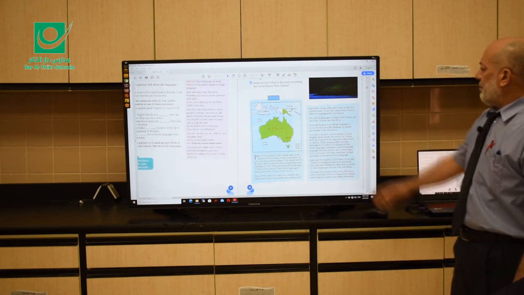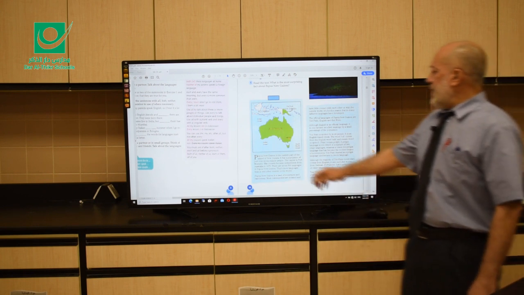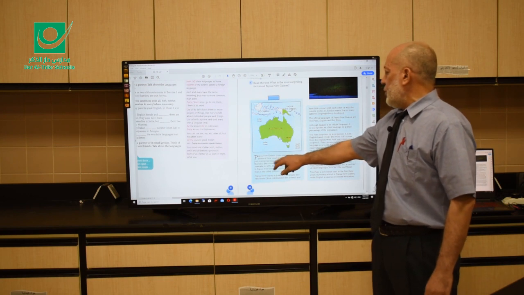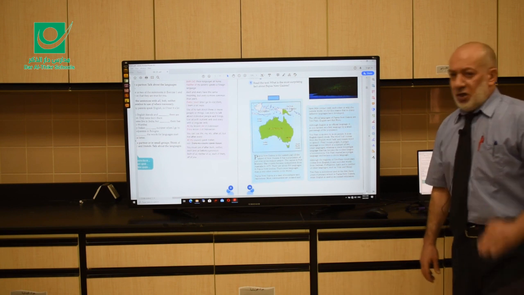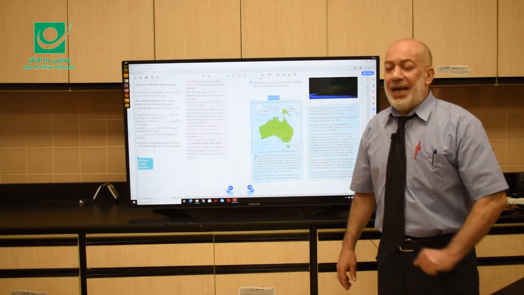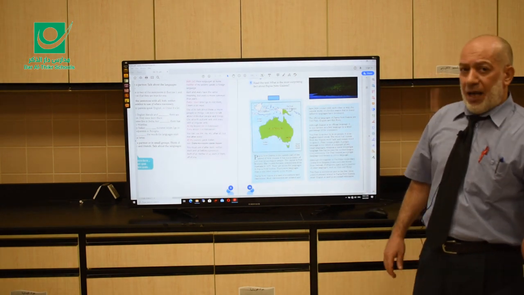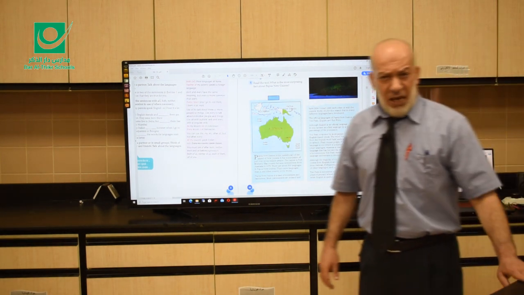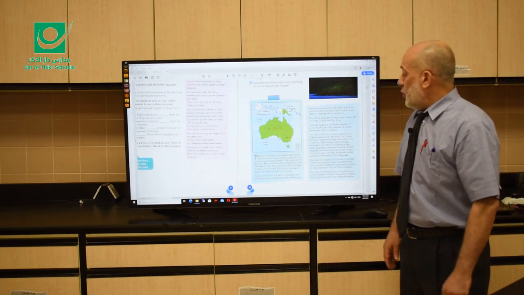Let's see now here about Papua New Guinea. Papua New Guinea is the eastern part of the island of New Guinea. It has a population of just over 7 million people. So now here, how many people live in Papua New Guinea? 7 million, 8 million, or 9 million? Yeah, thank you very much. 7 million people live in Papua New Guinea.